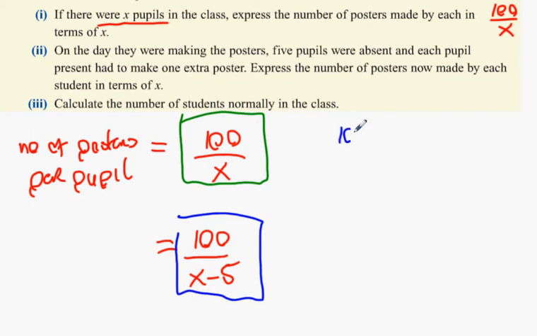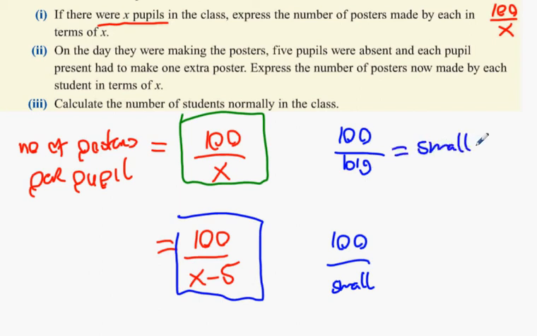Okay, would you agree that the numerator is the same in both cases? It's 100 for both questions, right? Which is a bigger number, x or x minus 5? X is the bigger number. 100 divided by a big number and 100 divided by a smaller number. 100 divided by a big number is going to be a smaller number, and 100 divided by a small number is going to be a bigger number.